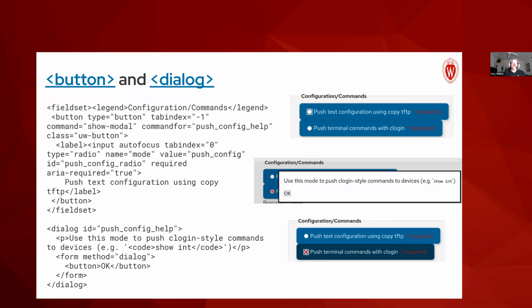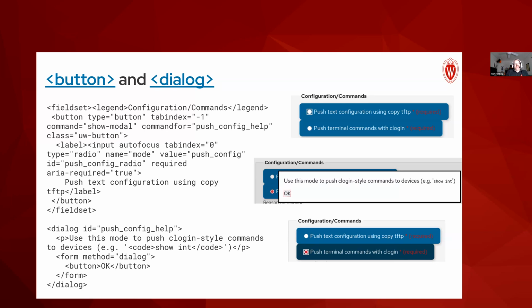So a thing that now exists is the dialog element. So if you see there, you can have a dialog with an ID, and inside of that, you can have HTML for what's in that dialog. And then the dialog itself has a special type of form where instead of posting data, the method is dialog. And that can have, for example, an OK button, which by default will dismiss the dialog. Again, all of that behavior is built into the browser and doesn't require JavaScript for interactivity. All you need to do is have a button that has an attribute of command for.